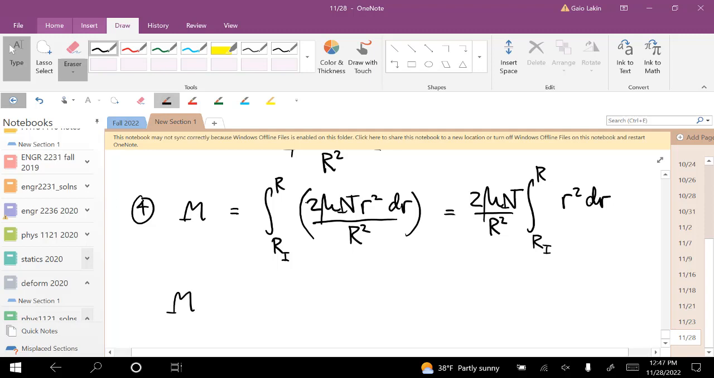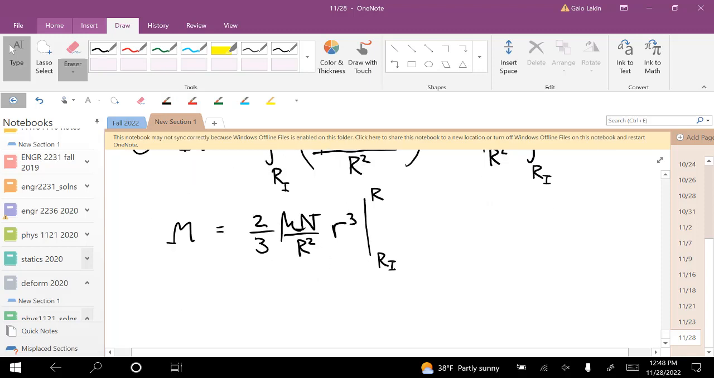Okay, so now take this integral. M is equal to 2/3 mu n over R squared times little r to the third, evaluated from R inner to R. And that is 2/3 mu normal, and I guess I'll have the R squared on the bottom. And then all this is multiplied by big R cubed minus R inner cubed.